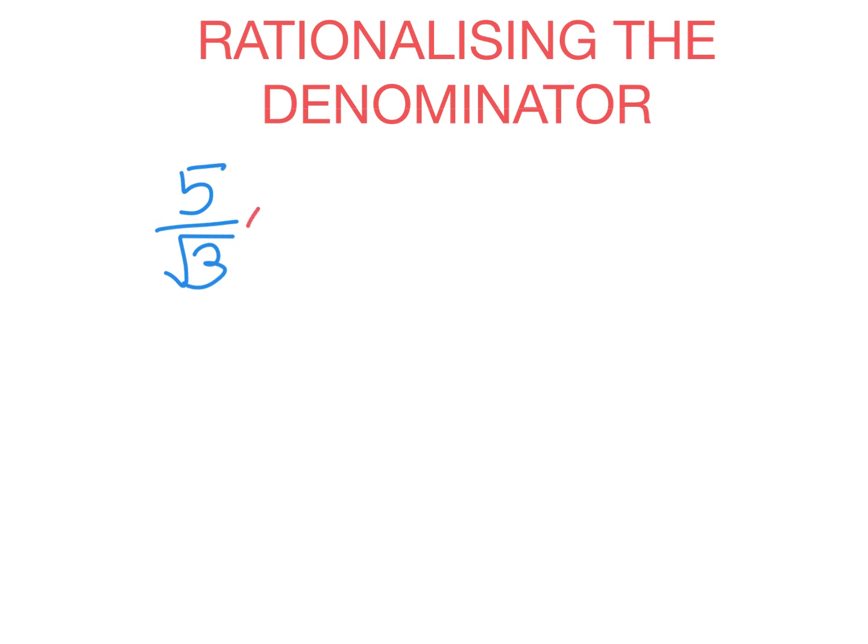So what we're going to do is times top and bottom of this fraction. We want to times this bottom by something that makes this rational. Well, if you times root 3 by itself, it becomes rational because root 3 times root 3 is just 3. But I can't just times the bottom by root 3 without changing the value of this expression. What I need to do is times the top by root 3 as well. So I get 5 root 3 on 3.